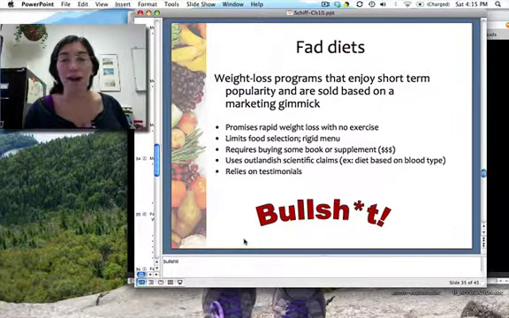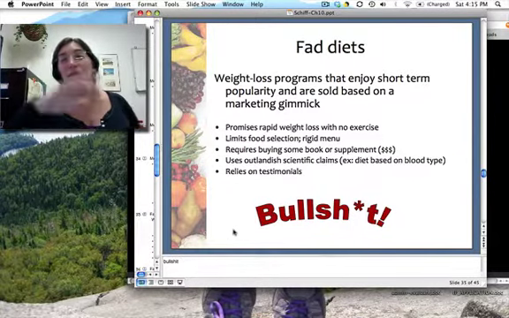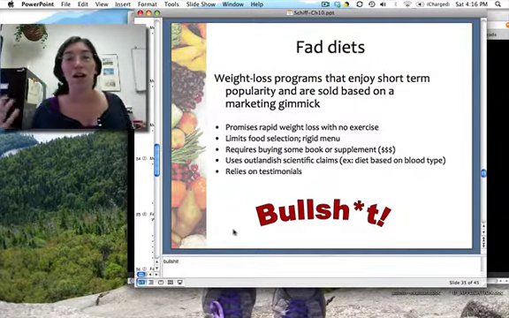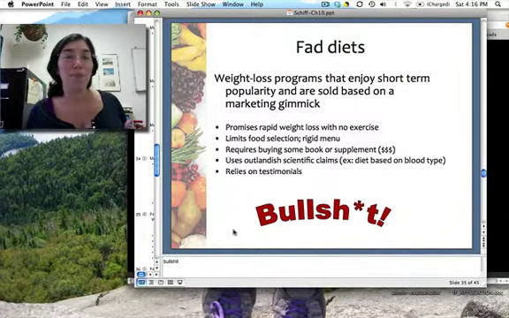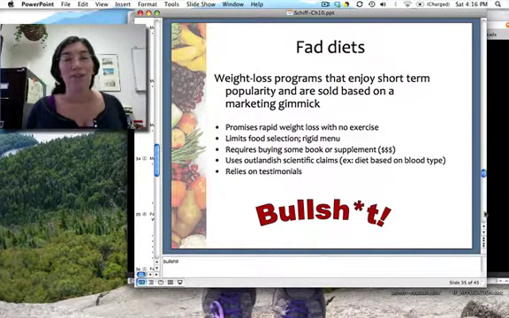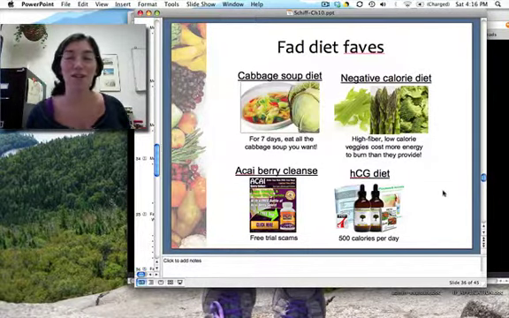Finally, the last sort of BS flag is that fad diets often rely on testimonials. Whether they be celebrities or just everyday people saying, I did this diet and I lost X number of pounds and it was so easy and la la la. Okay, so testimonials also are often a big red flag. So some of my favorite fad diets that I'm going to feature and talk about.